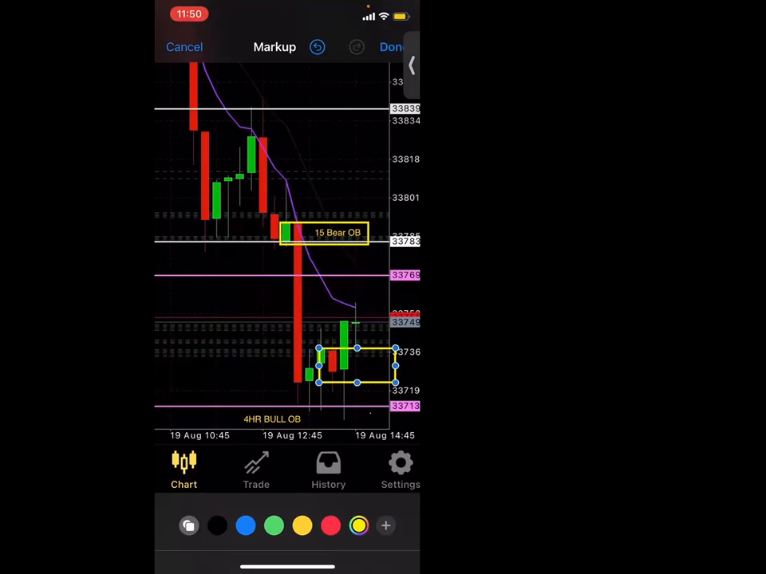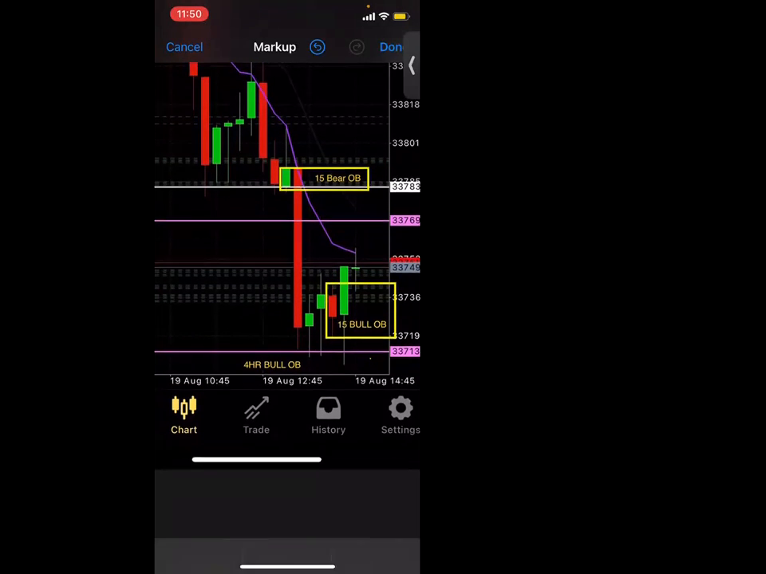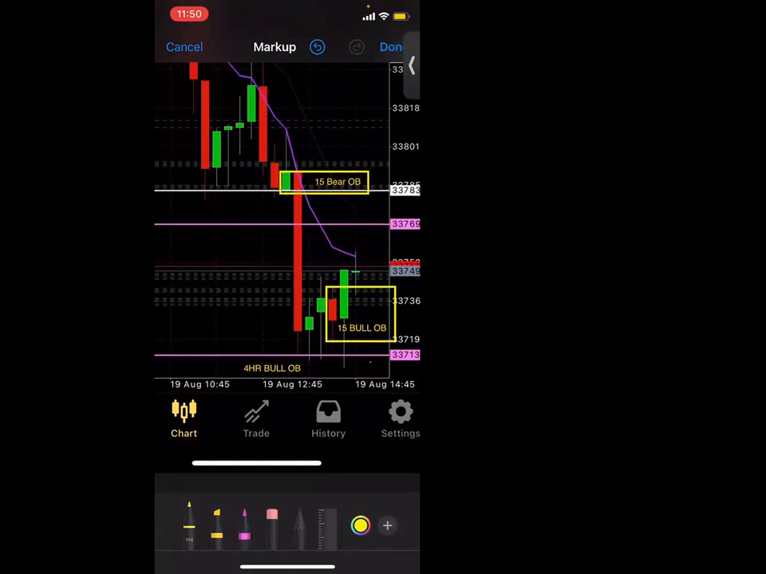this bullish order block right here. This bullish order block right here. Let me do it from wick to wick because it's been wicking me out nowadays. So 15-minute bullish OB.